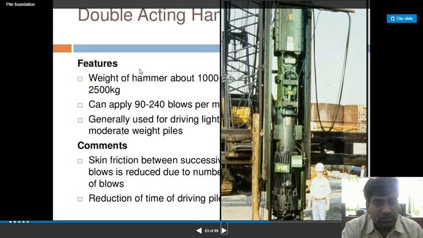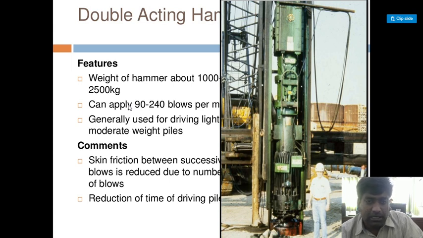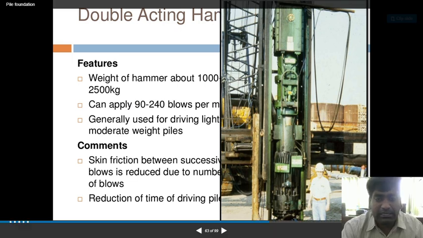Double acting hammer: the weight of the hammer is about 1000 to 2500 kg, and it can apply up to 90 to 240 blows per meter, generally used for driving light to moderate weight piles. Skin friction between successive blows is reduced due to the number of blows, reducing the time of pile driving.